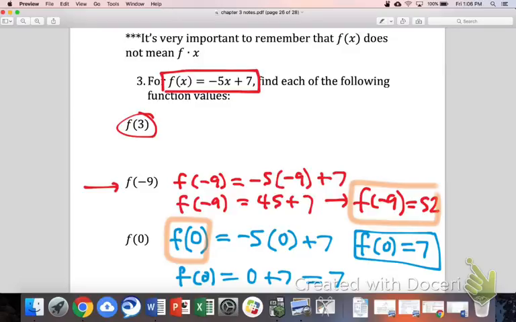So in a lot of ways, this is better than the older notation that we used, where maybe at the end we would have ended up with like y equals 7. The reason why it's better is because here you can see the input. The input was 0, the output is 7.